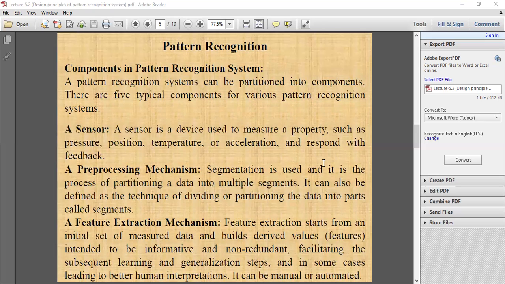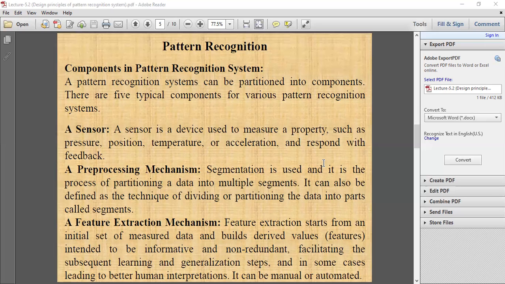The components of a pattern recognition system. A sensor. A sensor is a device used to measure a property such as pressure, position, temperature, or acceleration and respond with feedback. Preprocessing mechanism. Segmentation is used, and it is the process of partitioning data into multiple segments. It can also be defined as the technique of dividing or partitioning the data into parts called segments.